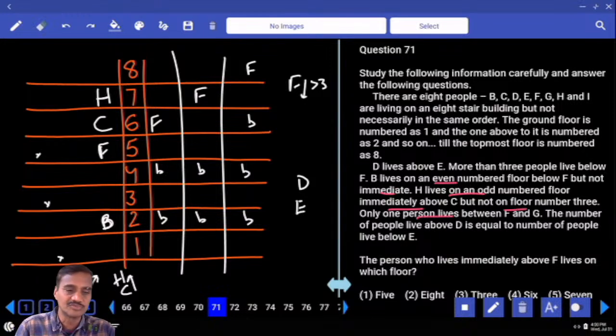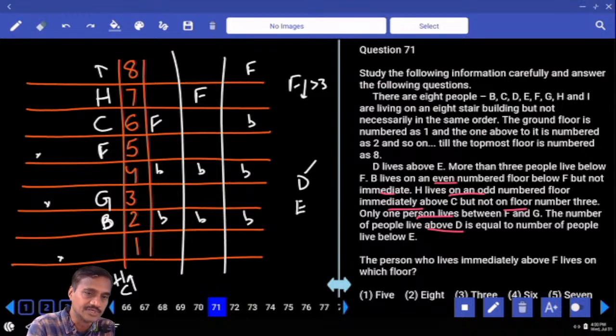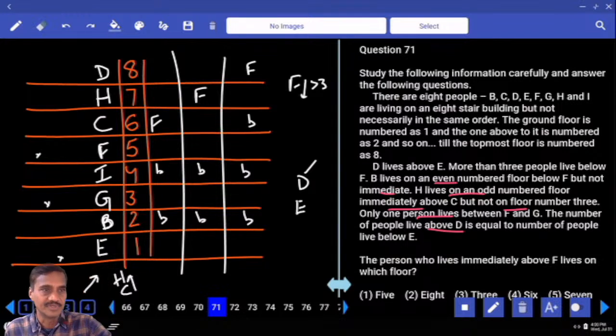And only one person between F and G. In between F and G, there must be exactly one person, G is here. Number of people above D equals the number of people below E. And D and E must be at equidistant. Now D must be above this one. And so this is D and E. Then who is the person left over here? I is the person left over.